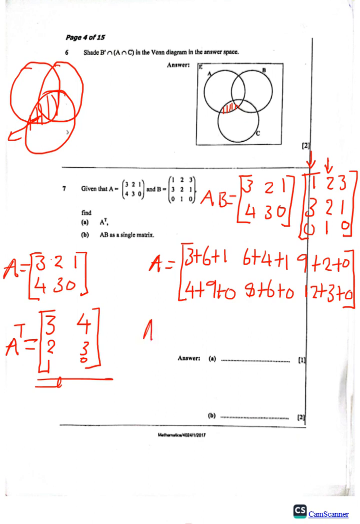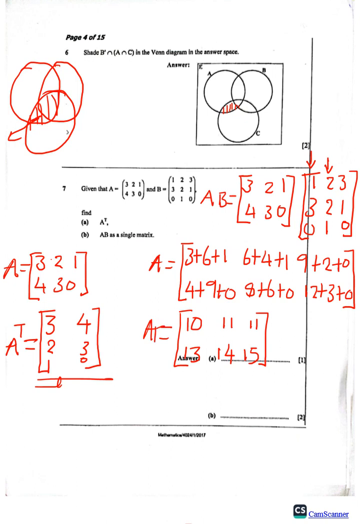Now let's finalize. Let's find our final answer here. So 3 plus 6 is 9 plus 1, 10. 6 plus 4, 10 plus 1, 11. 9 plus 2, 11 plus 0, that is 11. We are done. Then 4 plus 9, 13 plus 0, 13. 8 plus 6, 14 plus 0, 14. 12 plus 3, that's 15, plus 0, 15.